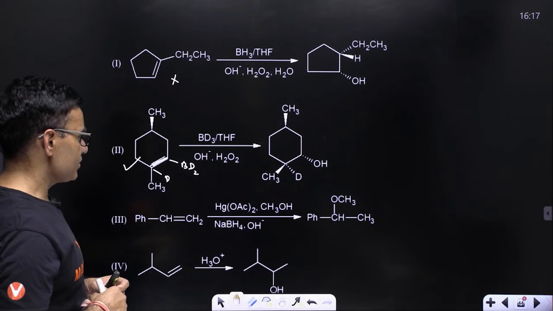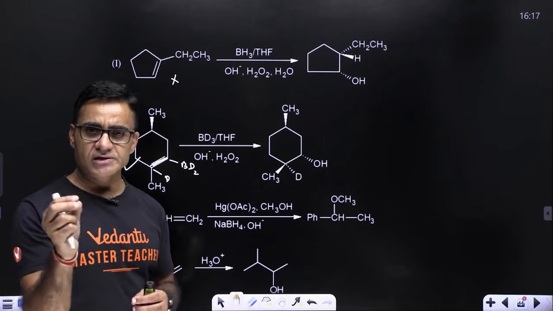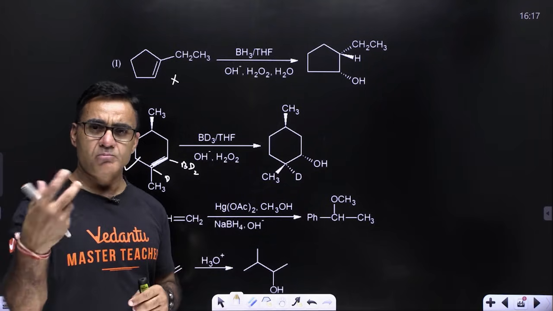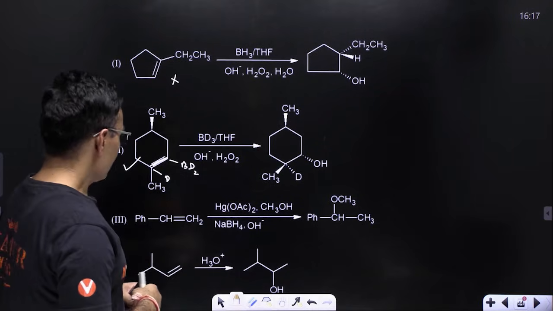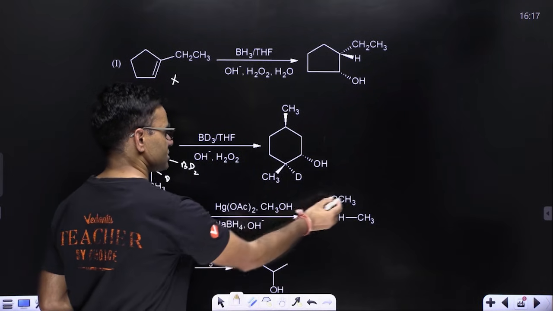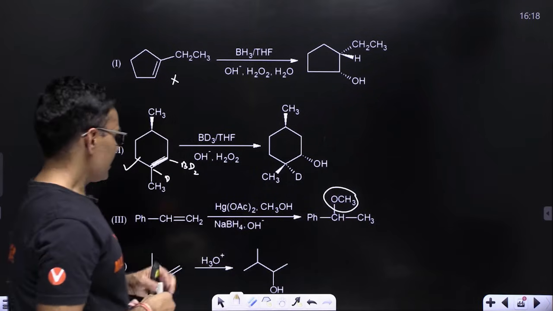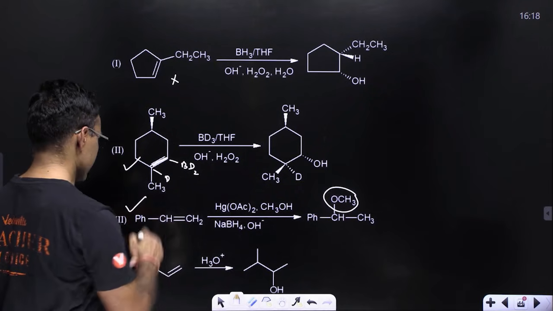So alkoxymercuration-demercuration is a kind of reaction where the alkoxy group has to go at the carbon where the more stable carbocation is expected, right? So the Markovnikov product has to be formed. All right, so it's correctly matched. OCH3 is coming at the middle carbon and H is at the terminal carbon, so there is absolutely no problem in this. This is also correct.